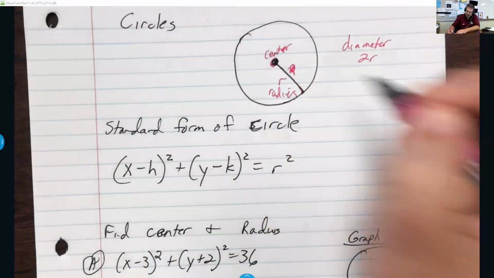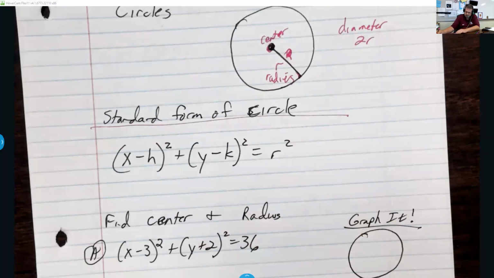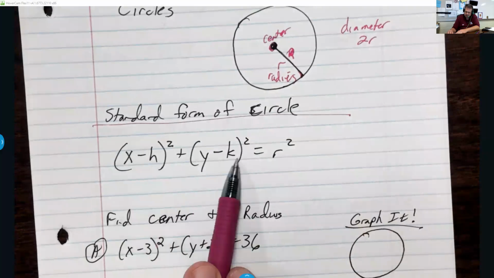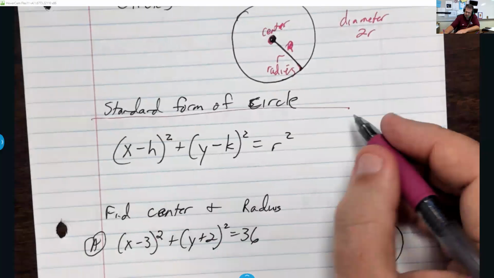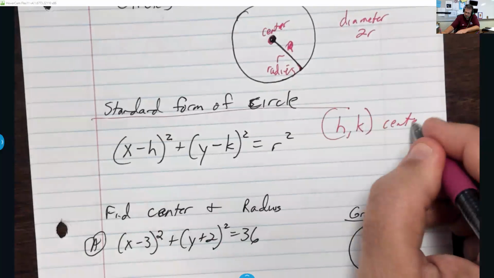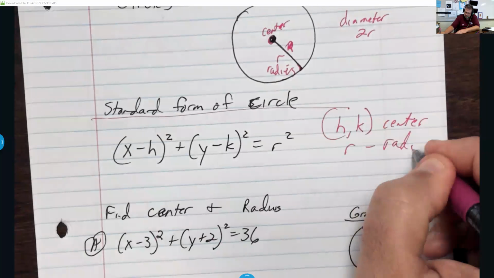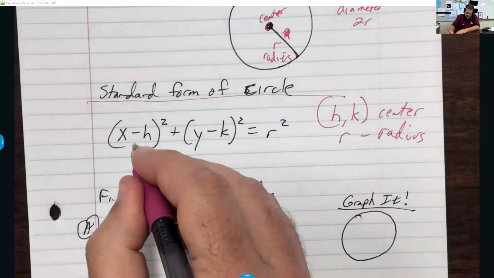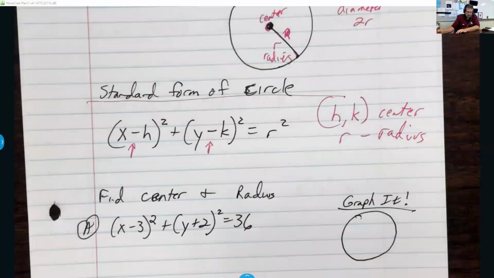All right, so standard form of a circle. You're going to learn two different equations. The standard form of a circle is x minus h all squared plus y minus k all squared is equal to r squared. Now a couple things we learned for this. H and K are going to be my center. R is the radius. Now notice the minus signs. If there's a minus sign in the equation, that means your H or your K value is positive. If there's a plus sign, it's going to be negative.